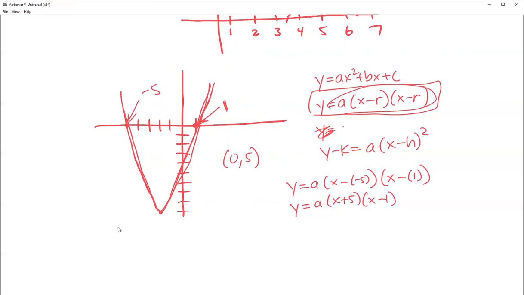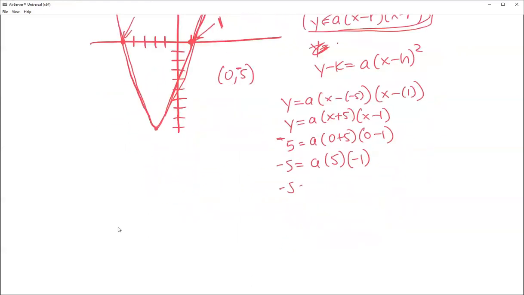So we have 5 equals a times (0 plus 5)(0 minus 1). Notice I replaced the y with the 5 and the x with the 0. You're right, it should be negative 5. Thank you, right on time. So this is negative 5 equals a times 5 times negative 1. This is negative 5 equals negative 5a. You divide by negative 5, and so a is equal to 1.